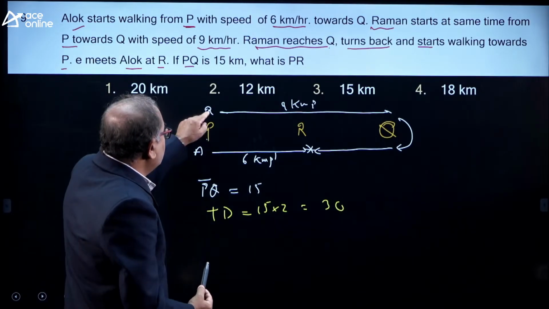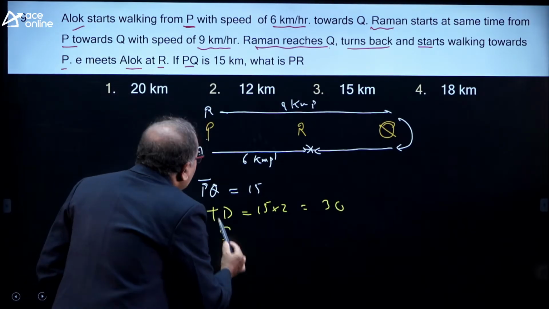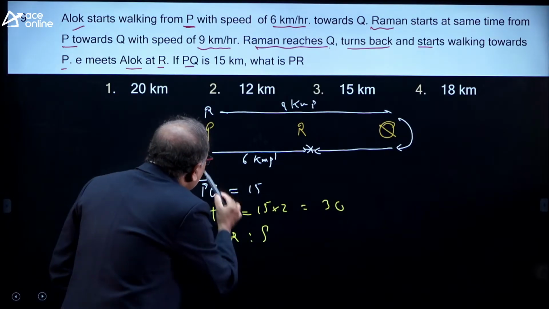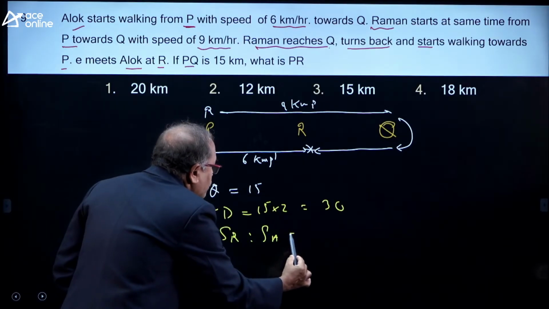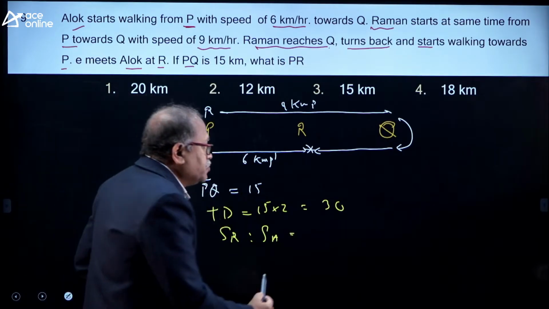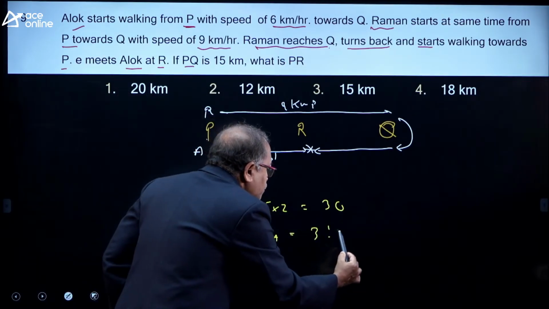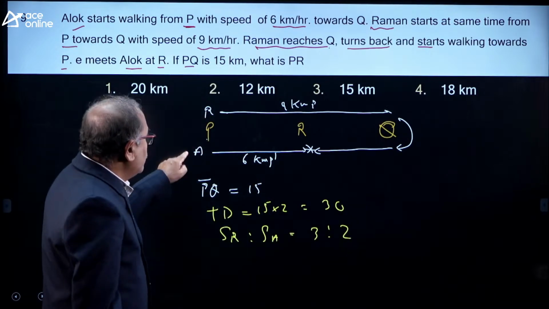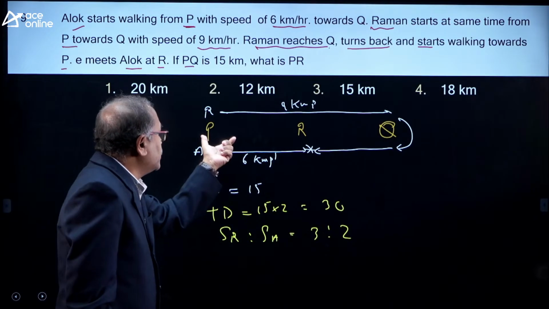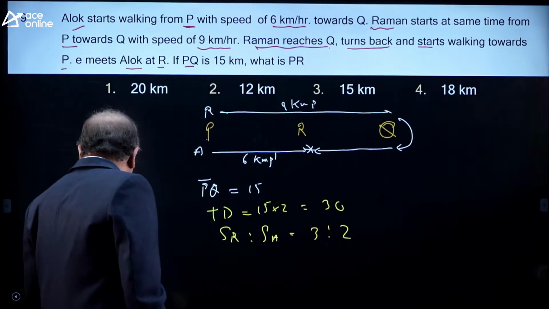Now, I know the speed ratio. The speed of R is to the speed of A. What is that ratio? 9:6, which is 3:2. Now, A has covered this with 6 km this part. I need the P to R. And what is the A speed? 2 part.